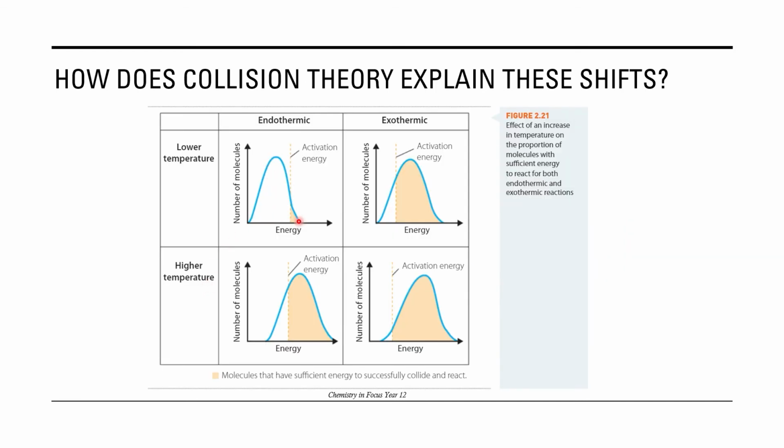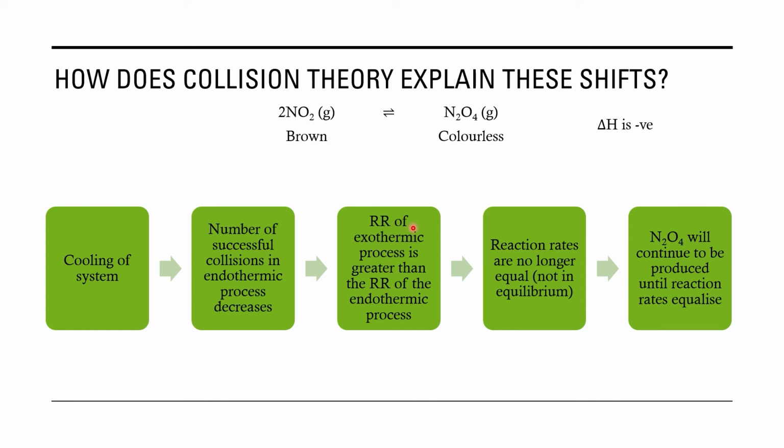So what that means is less particles are able to exceed that energy of activation, less particles are able to react. If that happens and the reaction rate of the exothermic process stays reasonably the same, then the reaction rate of the exothermic process is going to be bigger than the reaction rate of the endothermic process. What that means is that everything's no longer in equilibrium, that the reaction rates are no longer equal. So what's going to happen is the exothermic process is going to be favored, which means that there's going to be more dinitrogen tetraoxide being produced, and that will continue to happen until the reaction rates are equal.